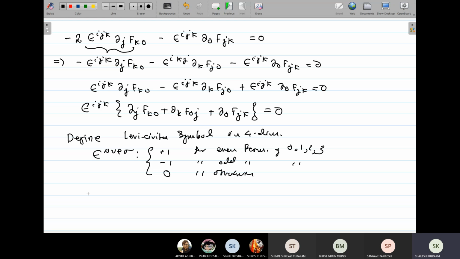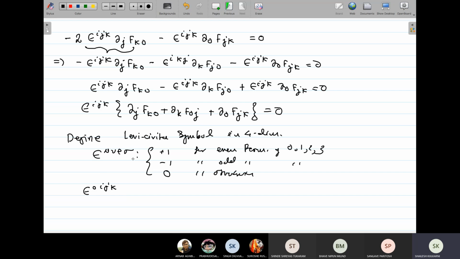Now, what will epsilon^{0ijk} be? This will be plus 1 for even permutations of 1, 2, 3, minus 1 for odd permutations of 1, 2, 3, and 0 otherwise. Fine.